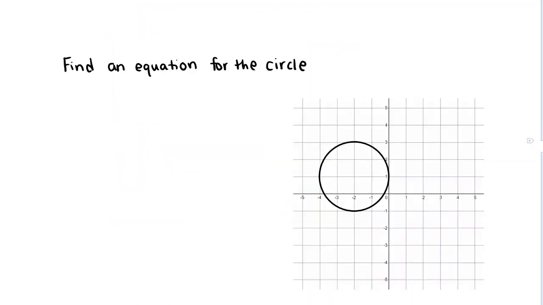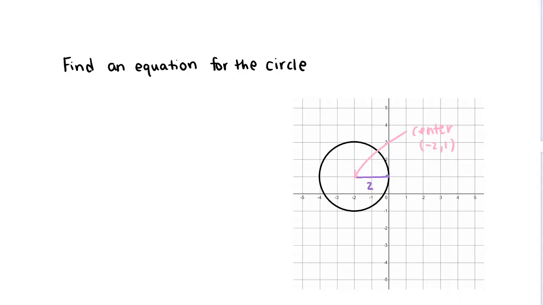Here I've got a circle drawn out, and I want to find the equation of this circle. The first thing we really want to notice is the center. It looks like it's the point -2, 1. And the radius, it's not always so clear what the radius is, but in this picture we can tell from the point 0, 1 that the radius is 2. That point's 2 units away from -2, 1.